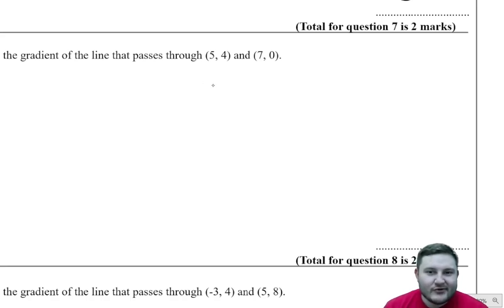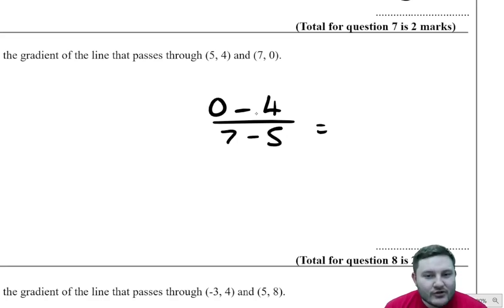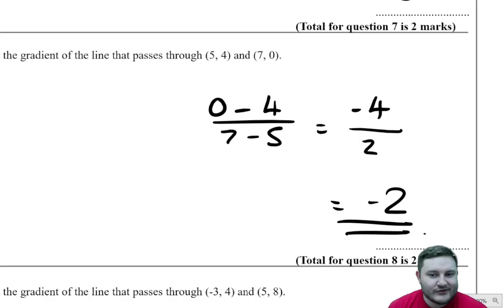Okay, so you want to do the second y coordinate, take away the first one, divided by the second x coordinate, take away the first one. 0 take away 4 is negative 4, and that's why the order matters. Because if I put these the wrong way around, I'd actually get a positive 4 here, when actually the gradient is negative. Divided by 7 take away 5 is 2. Negative 4 divided by 2 is negative 2. So that is the correct answer.